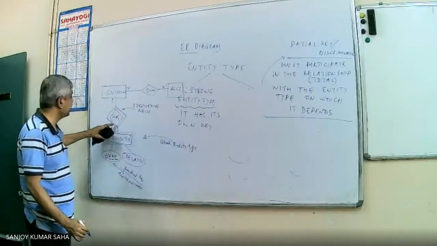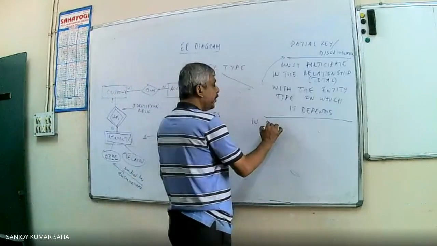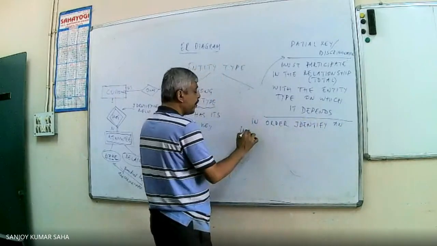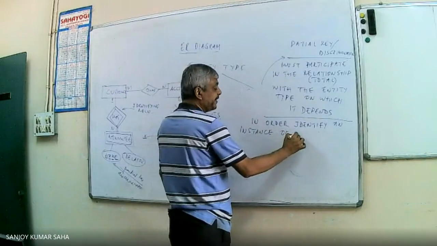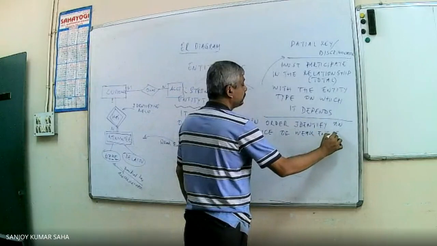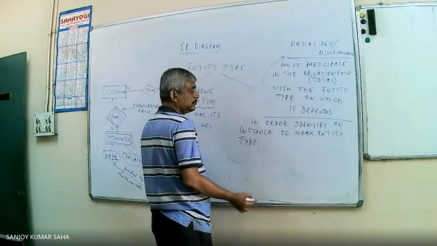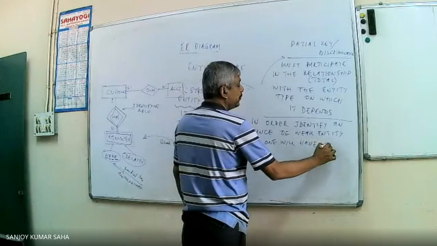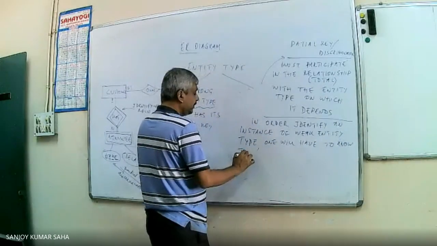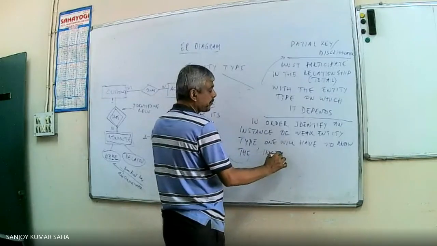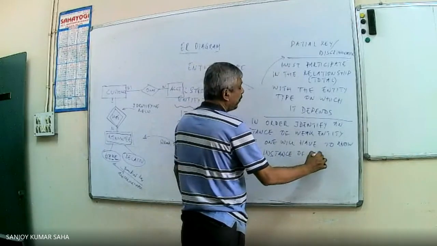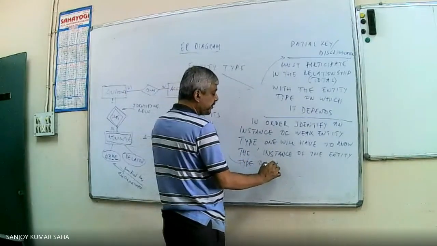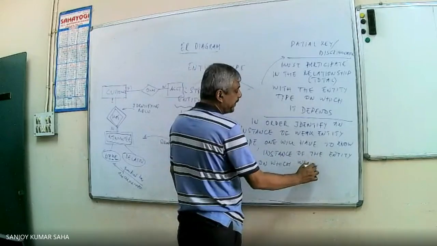So it takes part totally in the relation. So in order to identify an instance of a weak entity type, one will have to know the instance of the entity type on which the weak one depends.